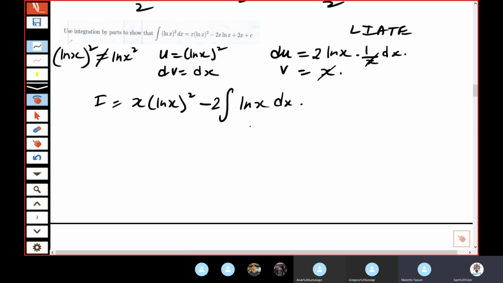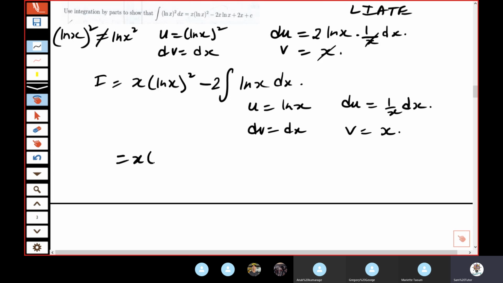Again, yeah, that's it. So u equals ln x, du equals 1 on x dx, dv equals dx, v equals x. And then you write it again. x ln x squared minus 2 times big brackets. What do you write? x ln x minus the integral of x times 1 on x, which is dx.